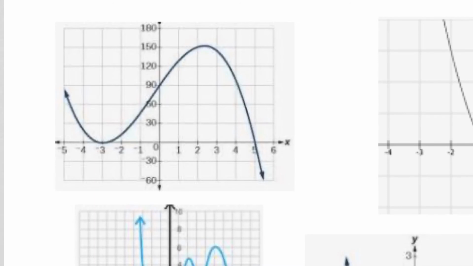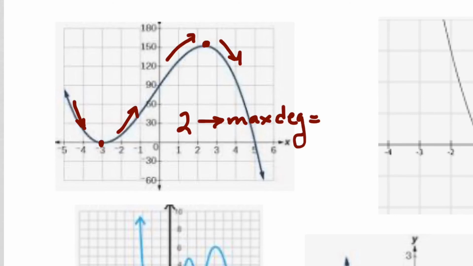Okay, so let's use the turning point idea and look at a few of these graphs here. So here's a turning point here. That means I'm going down, and then I turn around and I go up. That's what we call a turning point. And here's another turning point here. So see, I'm going up, now I turn around and I go down. So I've got 2 turning points. So that means my max degree is equal to 2 plus 1, which is equal to 3. This is just strictly using the idea of the turning points here.